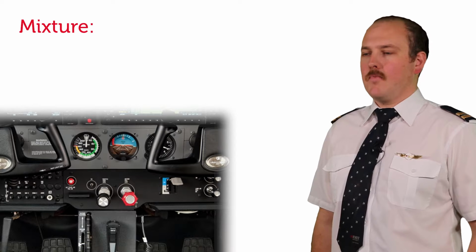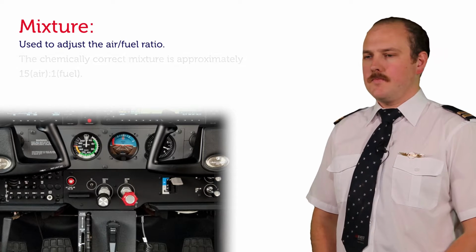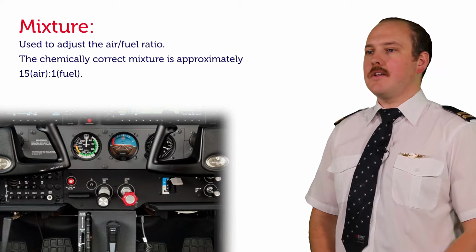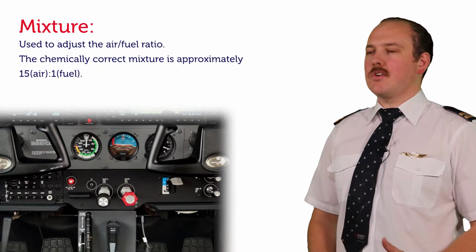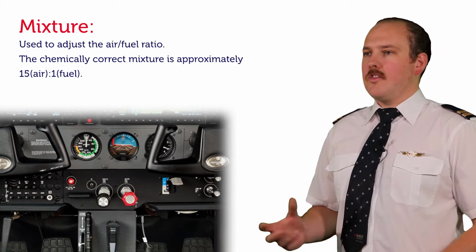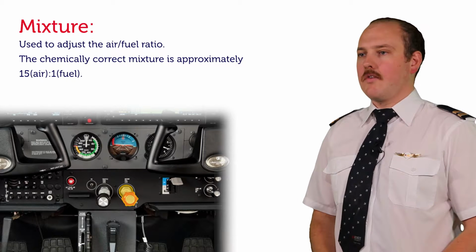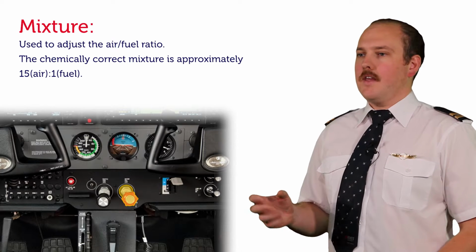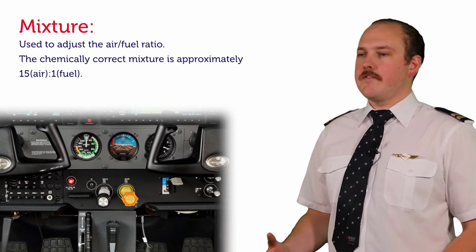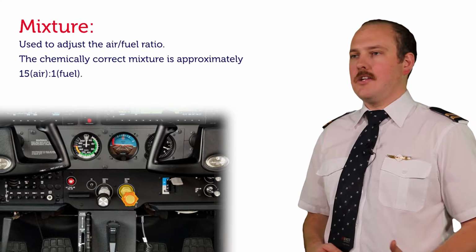Considerations: mixture. Mixture is used to adjust the air-fuel ratio in the engine. The air-fuel ratio is what we call a chemically correct mixture, and it's approximately 15 parts of air to 1 part of fuel. The mixture control lever is located to the left of the flap and to the right of the throttle, and it's red. Now when we're starting the engine or when we're flying, we can use the mixture control to control how much fuel is going into the engine.